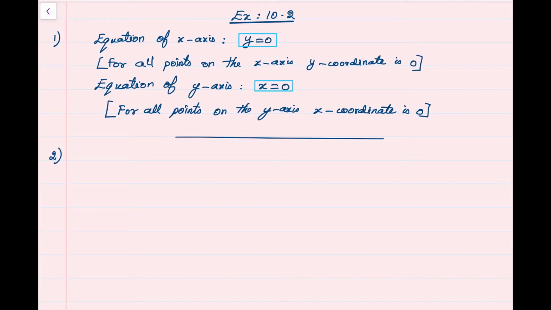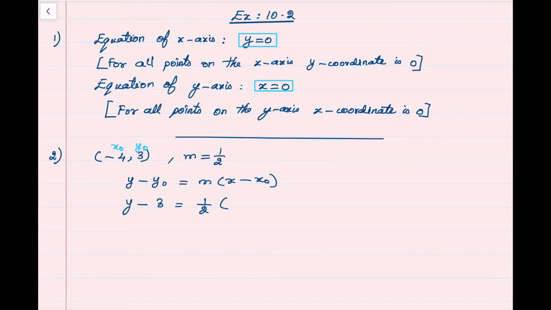Second question. Find the equation of the line which satisfies the given condition, passing through the point (-4, 3) and with the slope half. We will use point slope form. The formula is y minus y0 is equal to m times x minus x0. The given point is x0, y0. Therefore, we get y minus 3 is equal to half into x minus of minus 4, which is plus 4.